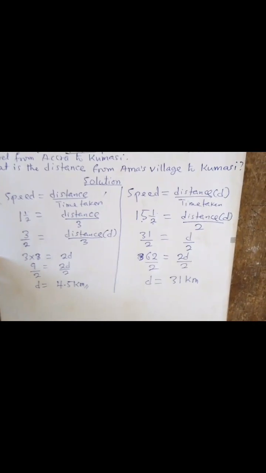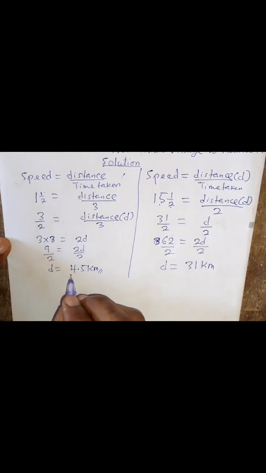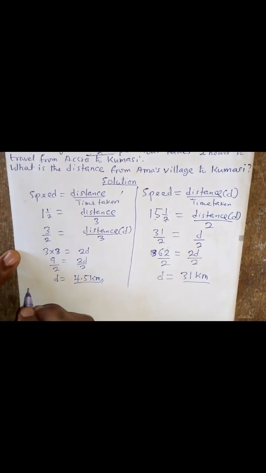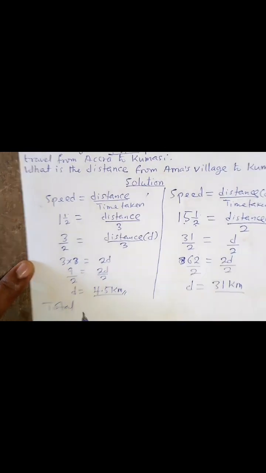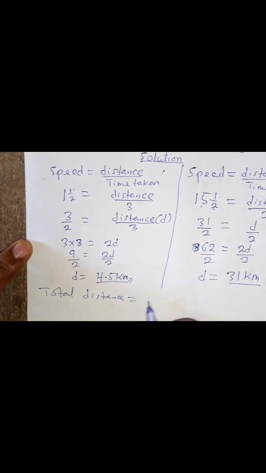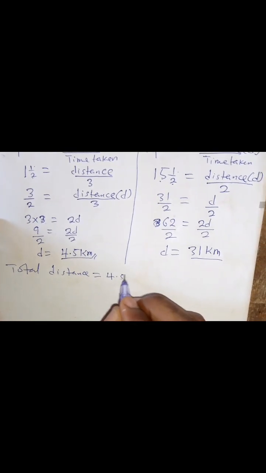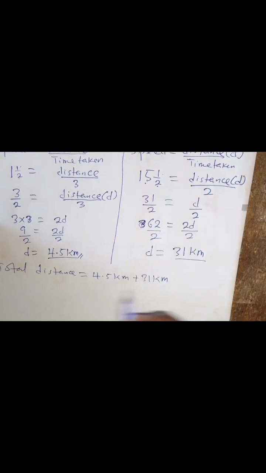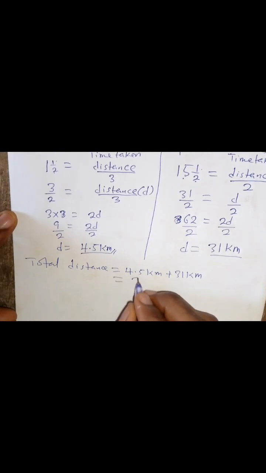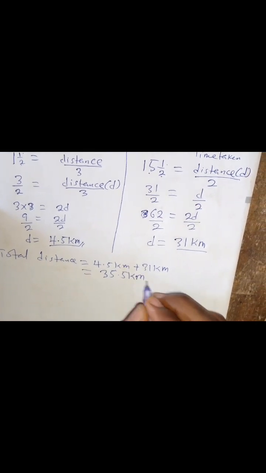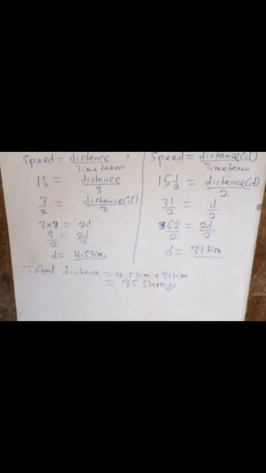So by the same, you should find the distance from Ama's village to Kumasi. What I'll do is to add the one from her village to Accra, then from Accra to Kumasi. So total distance is now equal to 4.5 kilometers plus 31 kilometers, and that is giving me 35.5 kilometers. All right, thank you for watching.